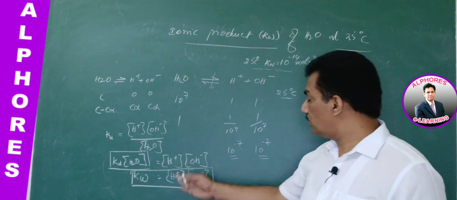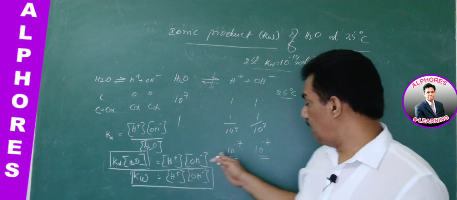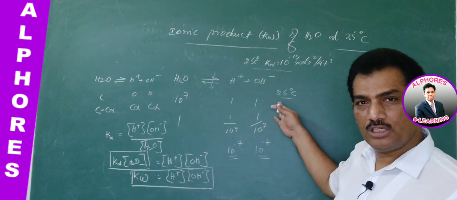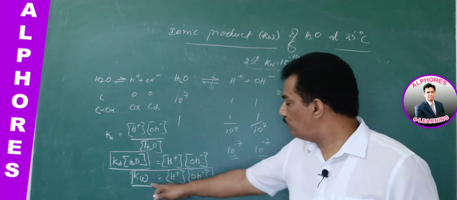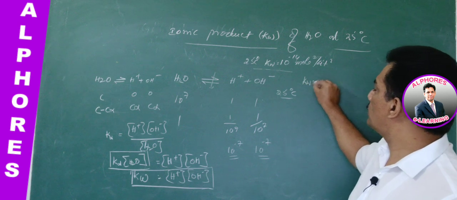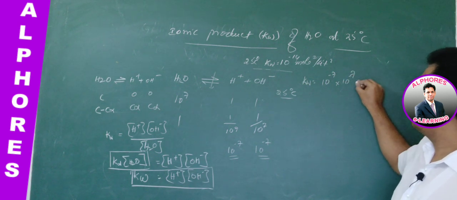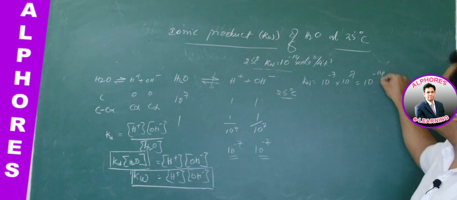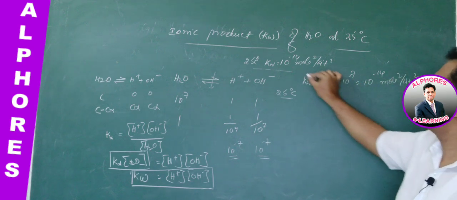Clear? As we know, at room temperature, what is the H plus value? 10 to the power of minus 7. What is the OH minus value? 10 to the power of minus 7. So when both have this value and you substitute, you get Kw equal to 10 to the power of minus 7 into 10 to the power of minus 7, which is 10 to the power of minus 14 moles square per liter square.